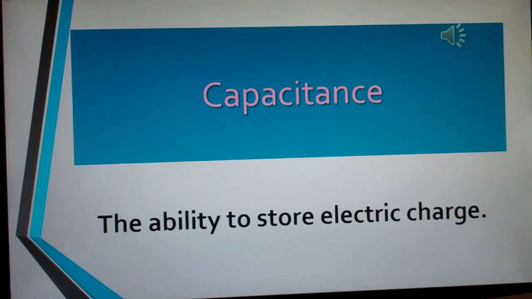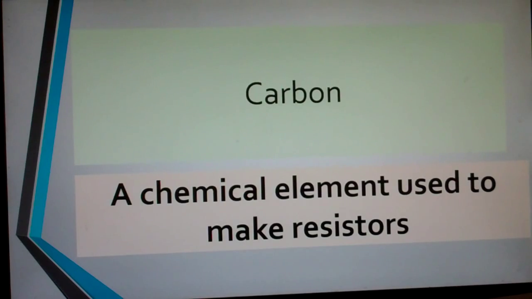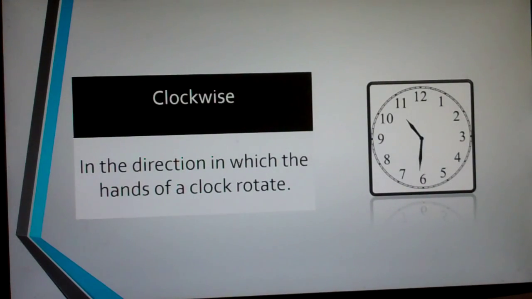Capacitance, the ability to store electric charge. Capacitor, an electrical component that can store electrical pressure voltage for periods of time. Carbon, a chemical element used to make resistors. Clockwise, in the direction in which the hands of a clock rotate.